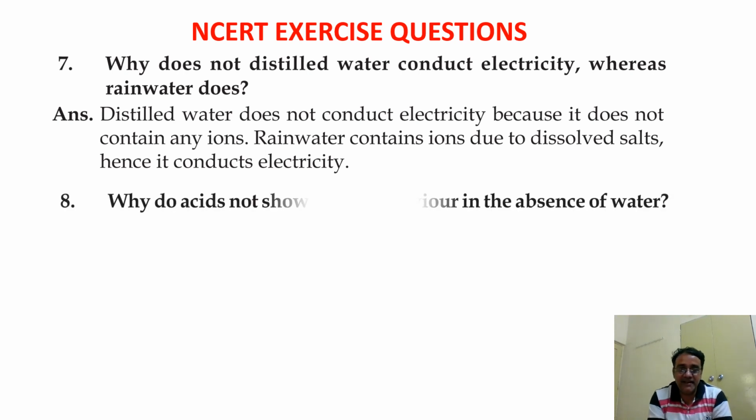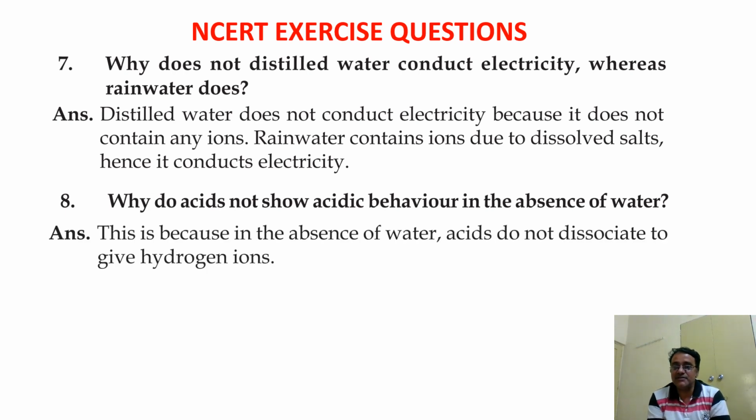Now question number 8. Why do acids not show acidic behavior in the absence of water? Because only when it ionizes in water does it form hydrogen ions. It produces hydrogen ions, otherwise it will not show acidic behavior, okay. So this is because in the absence of water, acids do not dissociate to give hydrogen ions. This is the main reason.